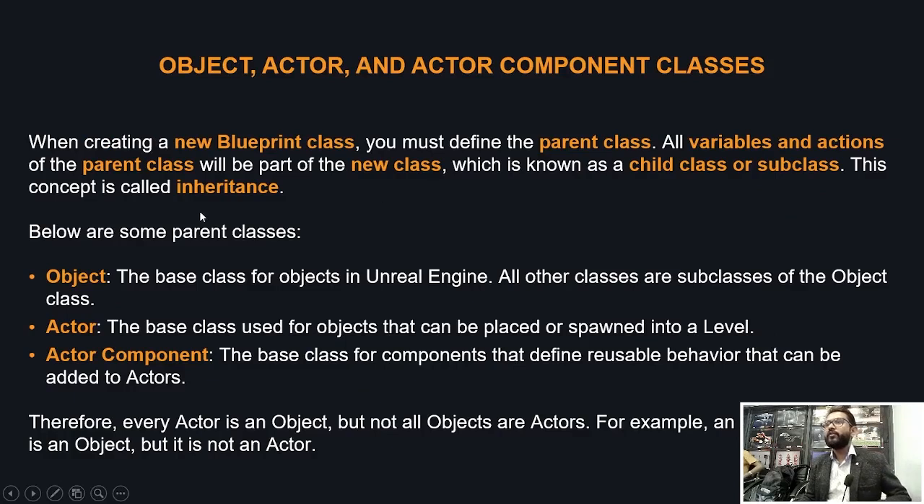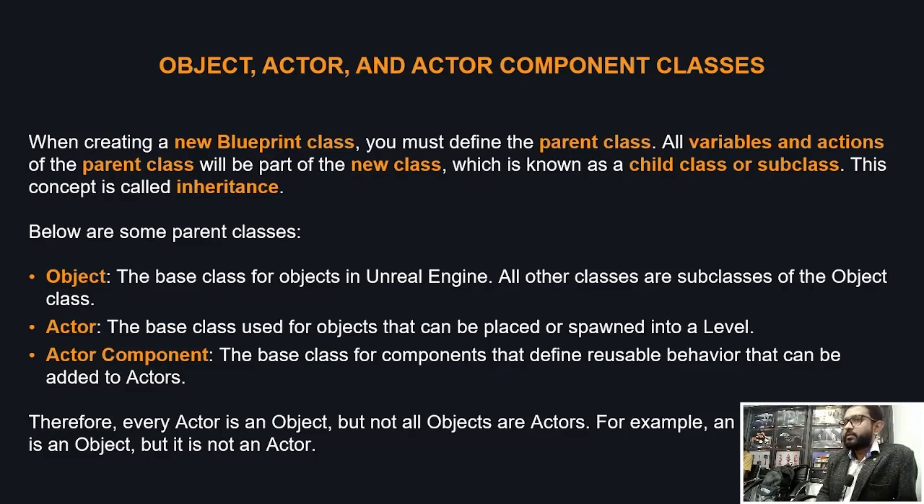These are the different systems you will see inside of the blueprint editor: the object blueprint, the actor and actor component classes. When creating a new blueprint class, you must define the parent class. All variables and actions of the parent class will be part of the new class, which is known as a child class or subclass. This concept is called inheritance. Below are some parent classes.